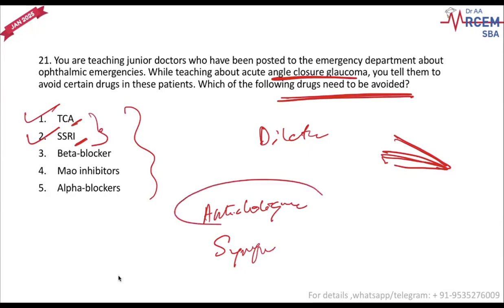For that matter, any anticholinergic or sympathomimetic drug, if they take it, that causes pupillary dilatation, can predispose to acute angle closure glaucoma.